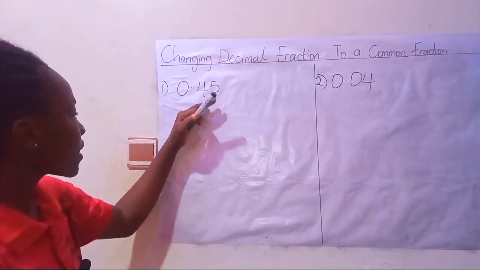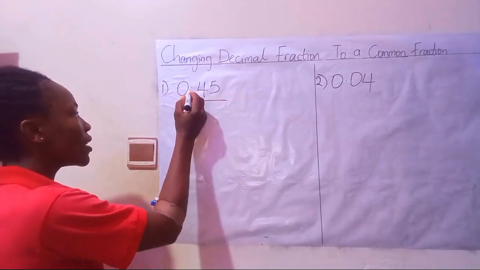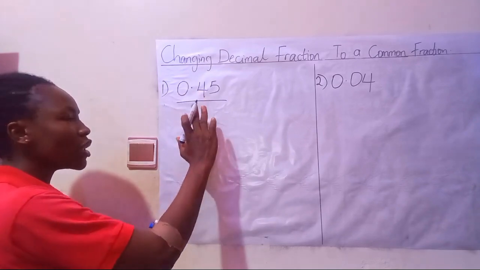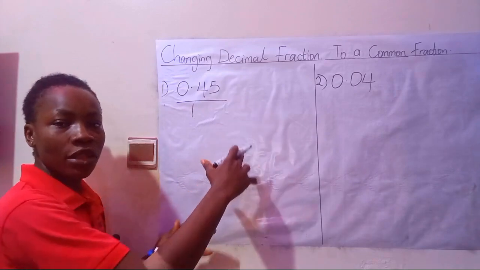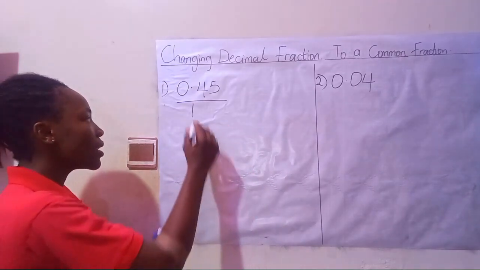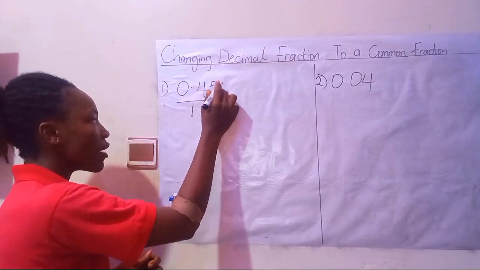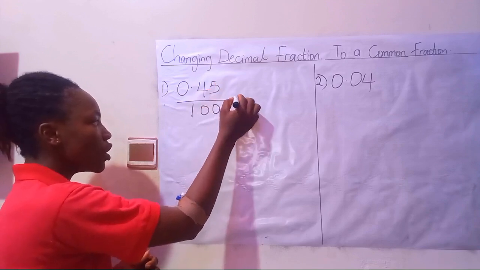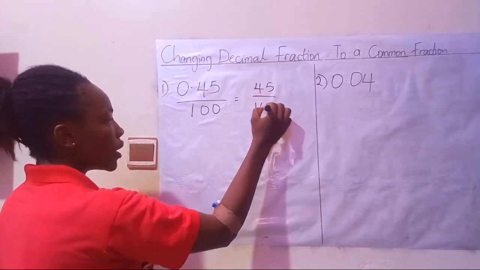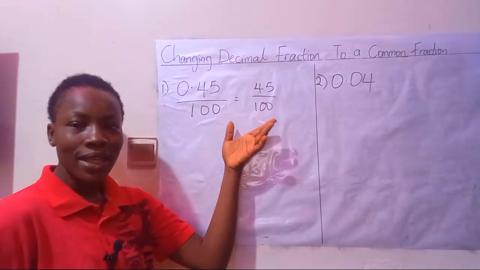Alright, so expressing this, we will know that this point has 1. After this point, the numbers that come after the point are zeros. What do I mean by that? Since our point is 1, 4 is 0 and 5 is 0. So what we now have is 45/100. Alright, so we are going to reduce it to its lowest term.